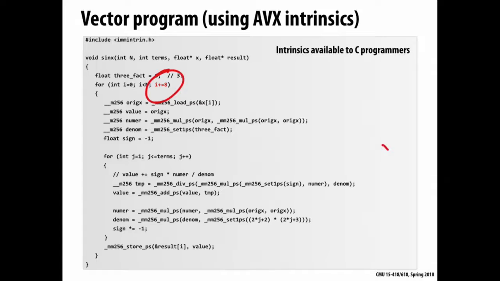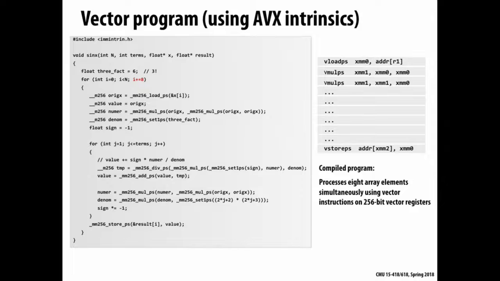I don't recommend it, if you can help it. But if you look at the compiled code, you'll see it spits out these funny-looking instructions, each of which is operating on 8 values. PS, again, is the notation that means packed single. So it's a vector load packed single into a register called an XMM register using some address.